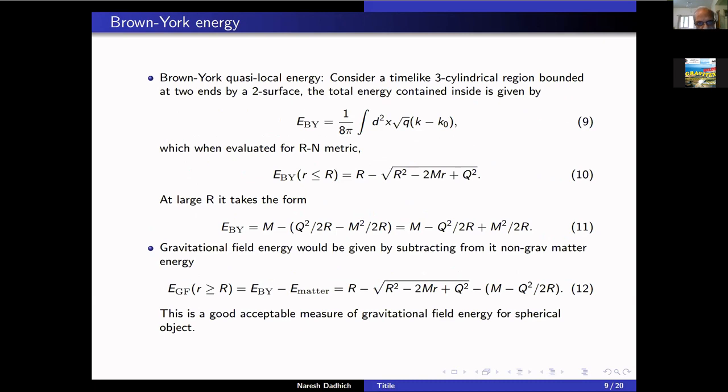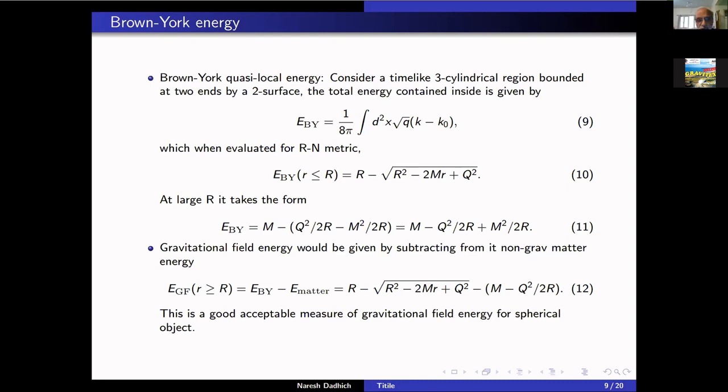So what is the Brown-York construction? Consider a timelike three-dimensional cylindrical region bounded at two ends by two surfaces. The total energy contained inside this region is given by the integral of k minus k naught, where k is the extrinsic curvature, and k naught is the extrinsic curvature of some reference spacetime, say asymptotically flat, the Minkowski spacetime at infinity. Q is the determinant of the two-metric of the two-dimensional bounding surface.